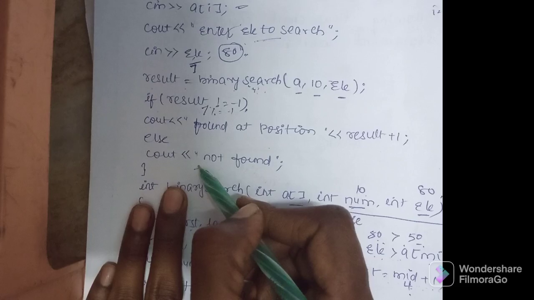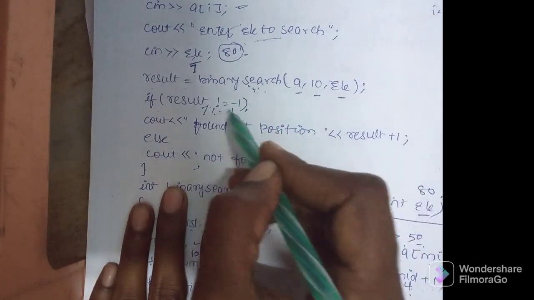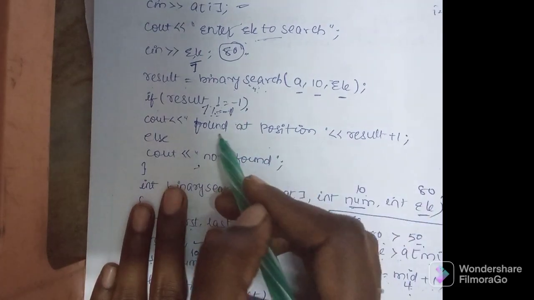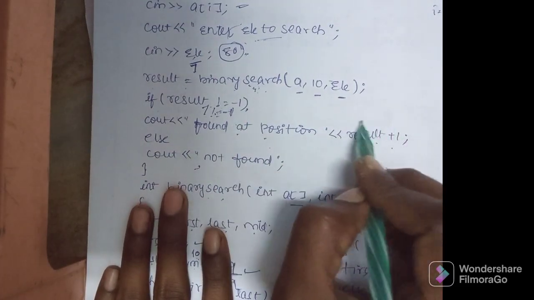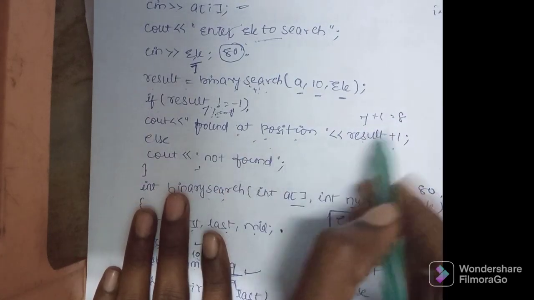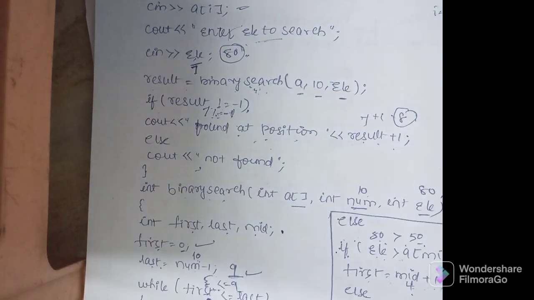Wait a minute. Here the condition is satisfied. 7 is not equal to -1, the condition is true. So it displays found at result plus 1. What is in result? 7. Plus 1, that means 8. The message found at position 8 will be displayed.